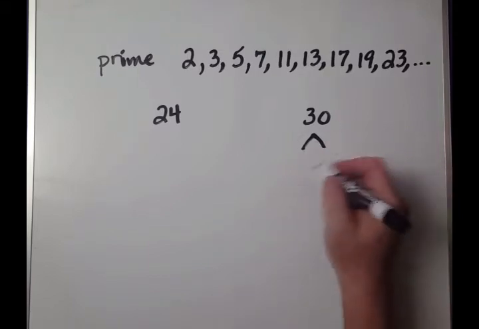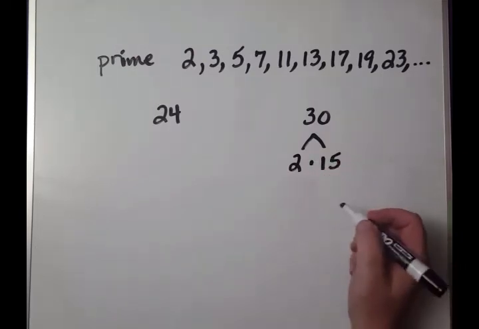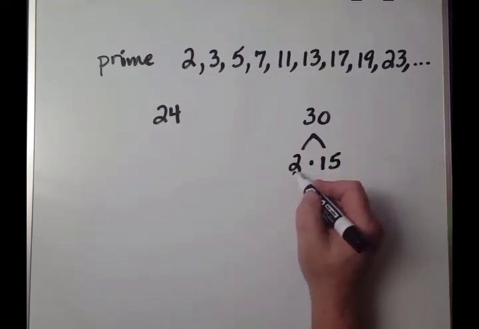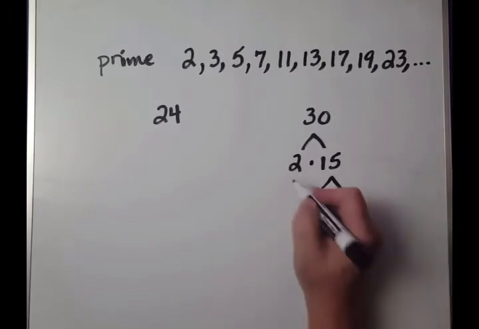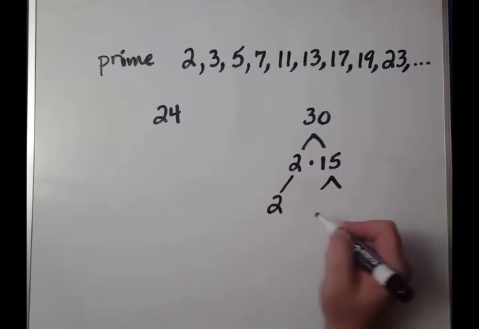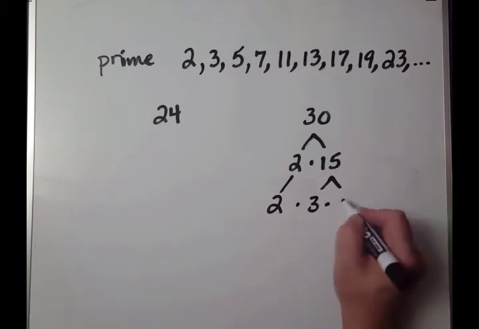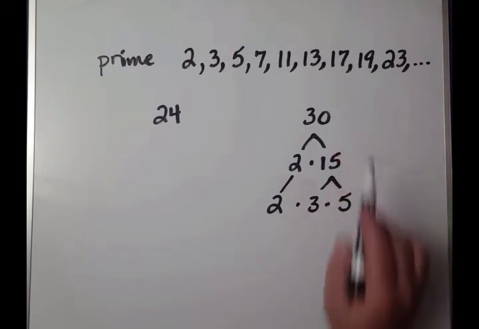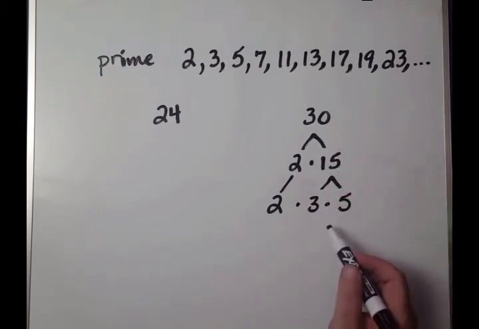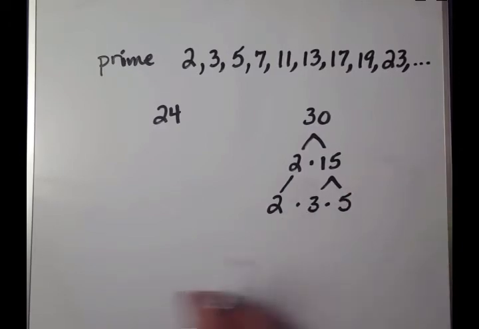So let's consider. 30 is 2 times 15. Now 2 is a prime number, but 15 is composite. 15 can be broken apart again. I'll bring down the 2 because I can't split it down any further. And 15 is 3 times 5. 2 times 3 times 5. Those are all prime numbers, and when multiplied out, they give me 30. And if I ask you to prime factor 30, that would be your answer, 2 times 3 times 5.